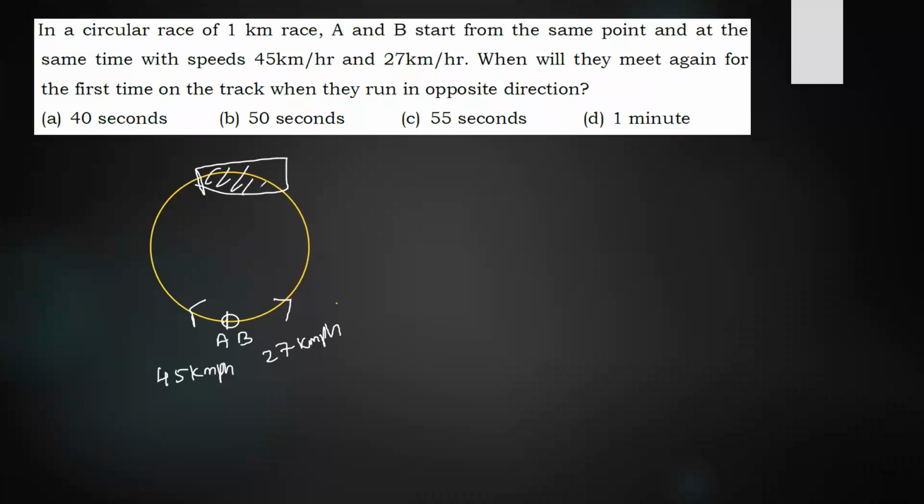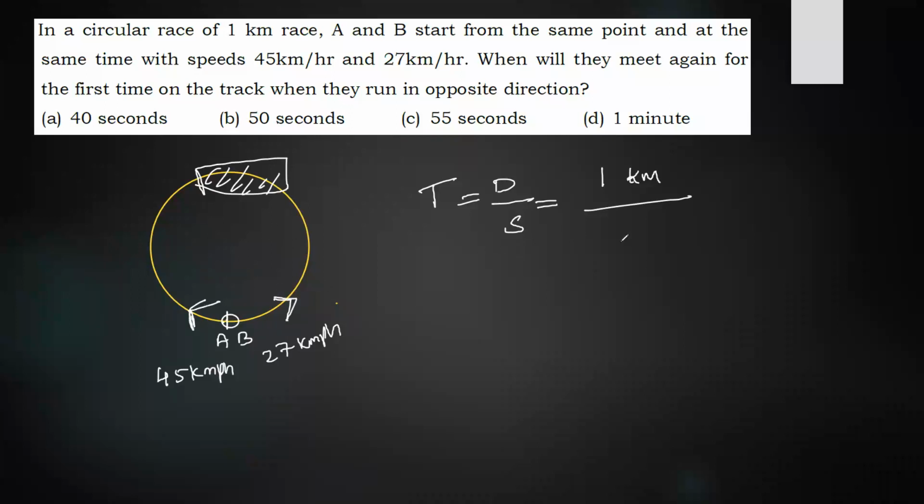So A and B are starting at the same point, at the same time, with speeds of 45 km per hour and 27 km per hour, running on a circular track in opposite directions. When will they meet again for the first time? So they will meet somewhere else, right? Nothing but the same question. The final question is time.